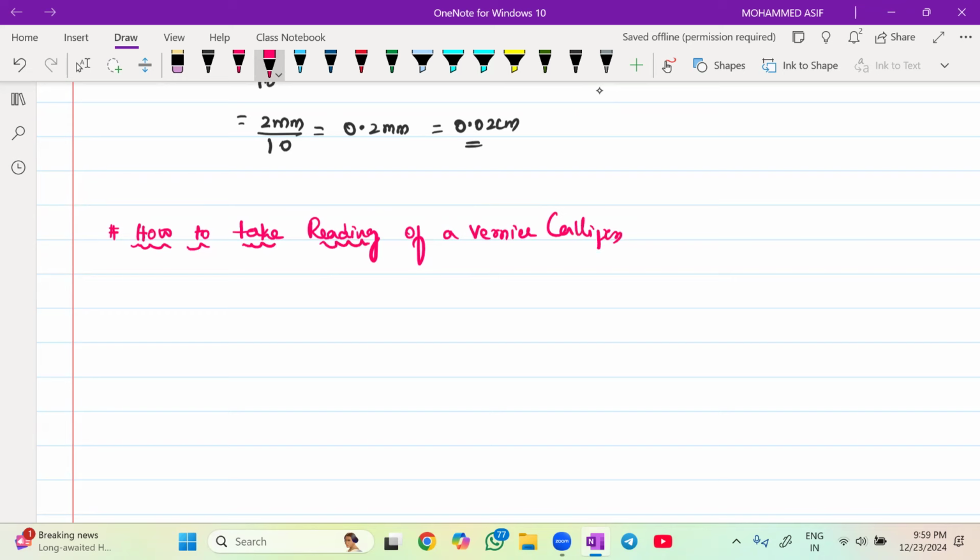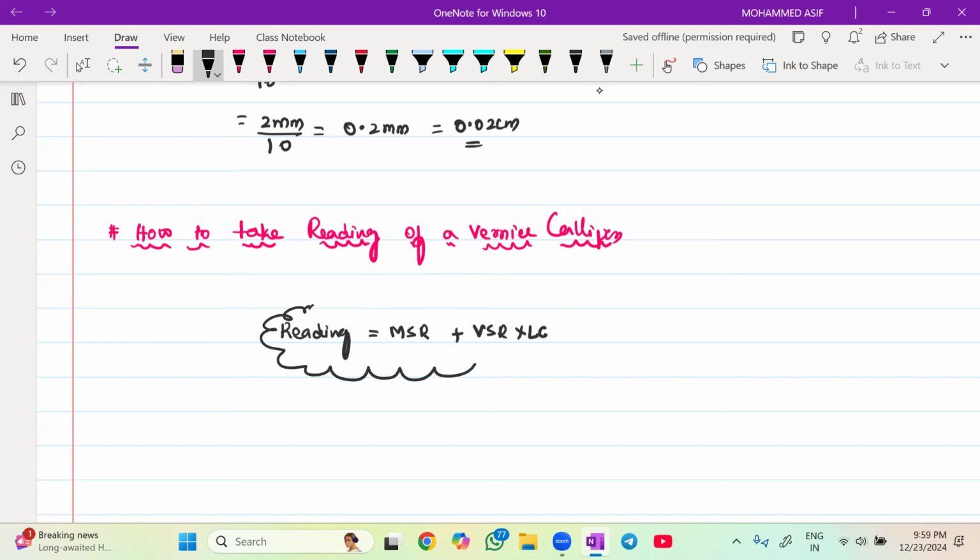Does anyone remember the formula? See, these are the revision classes. Anyone remember the formula? Let me write the formula for you. Reading of the vernier caliper is always equal to MSR plus VSR multiplied by least count. Reading is equal to MSR plus VSR multiplied by your least count. What do you mean by LC? LC is nothing but least count. Understanding the terminology is very important, beta.